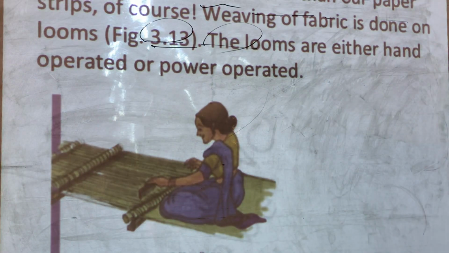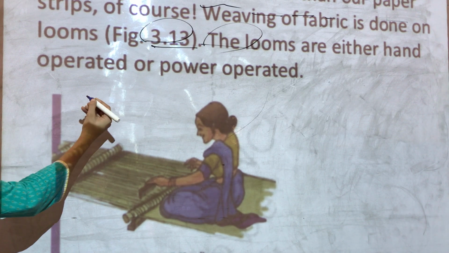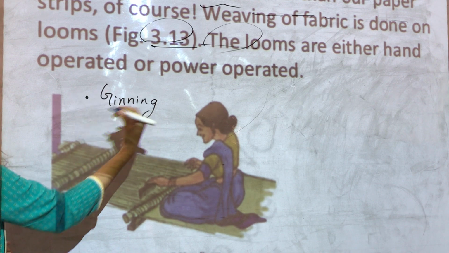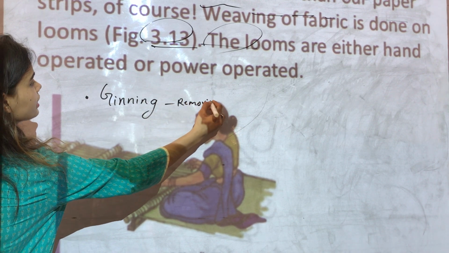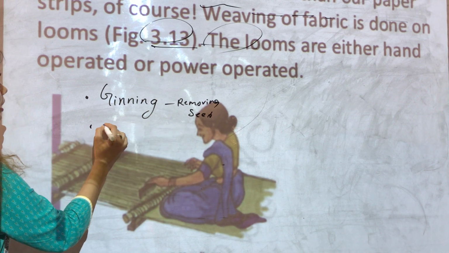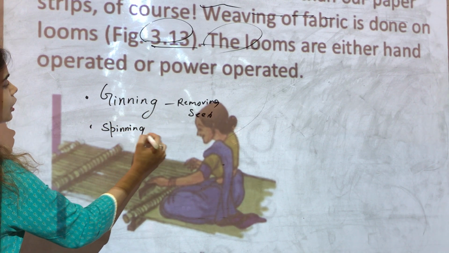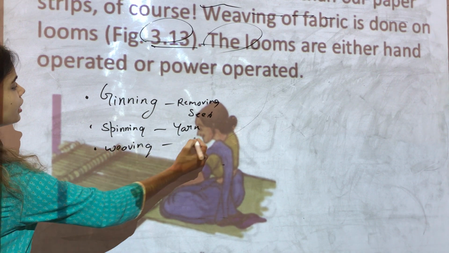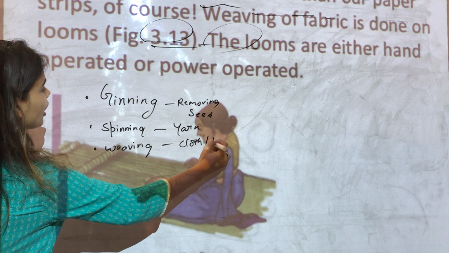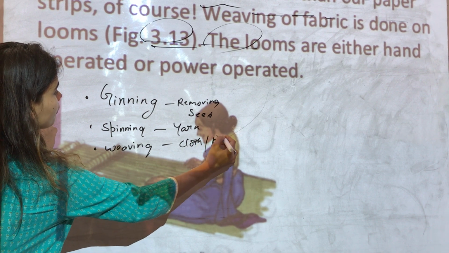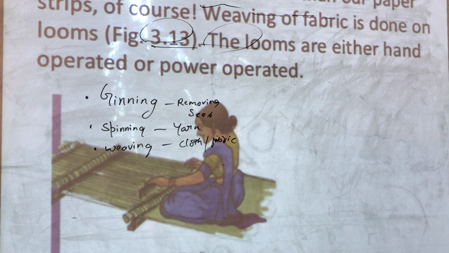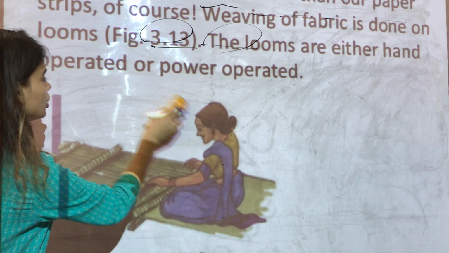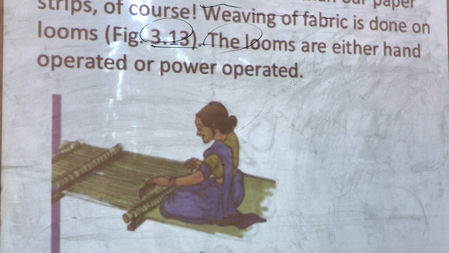So what are the three ways by which we can convert fiber into fabric? The first one is ginning, which means removing the seed. The next one is spinning. Spinning means converting into yarns. The third one is weaving. Weaving is converting it into cloth or fabric. So this is basically a traditional method by which you can see a lady weaving it. Nowadays machines are also there which serve this purpose.